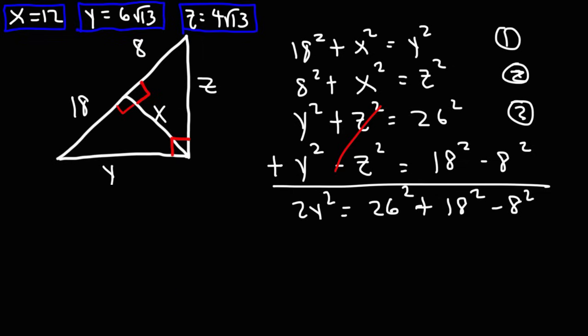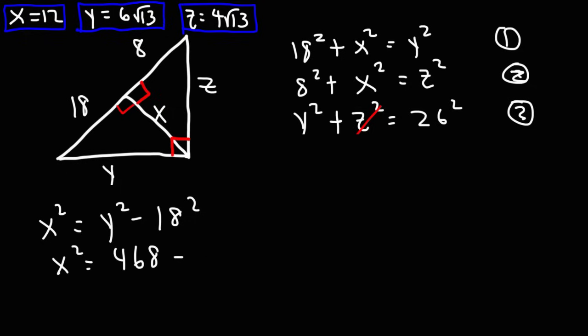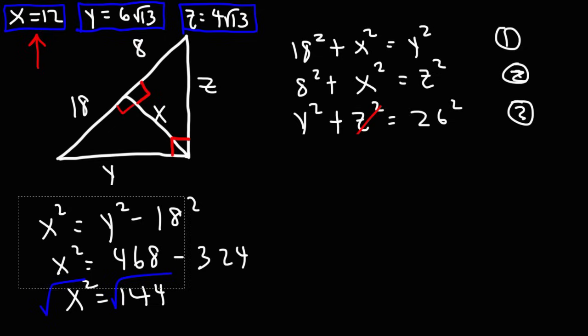Now we can calculate the value of x. And let's use equation 1 to do that. So let's move 18 squared to the other side. X squared is y squared minus 18 squared. Now we know that y squared is the square of this number, which is 468. And 18 squared is 324. So 468 minus 324 is 144. Taking the square root of both sides, we can confirm that x is equal to 12. That's the square root of 144.